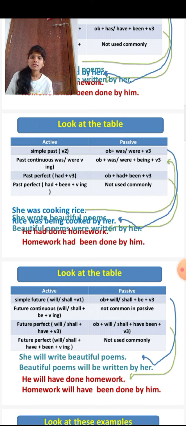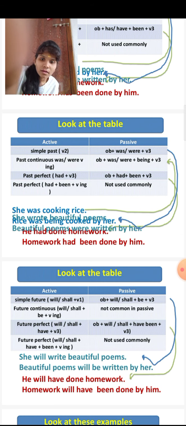And observe one thing. Here, provided in the slides also, some of the places we have mentioned not used commonly. For the remaining tenses, among all the 12 tenses, we have the rule to convert active voice into passive voice for only 8 tenses. For the remaining 4 we don't have any passive. It means nothing but no passive for those tenses.